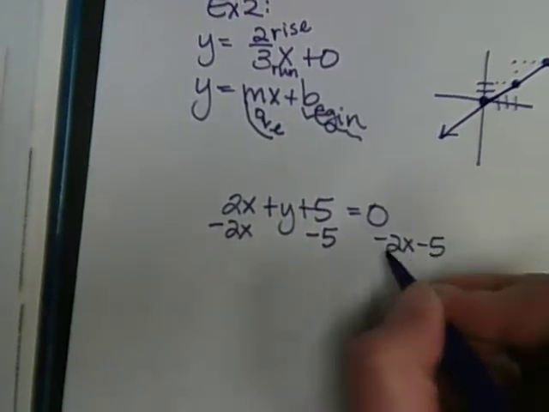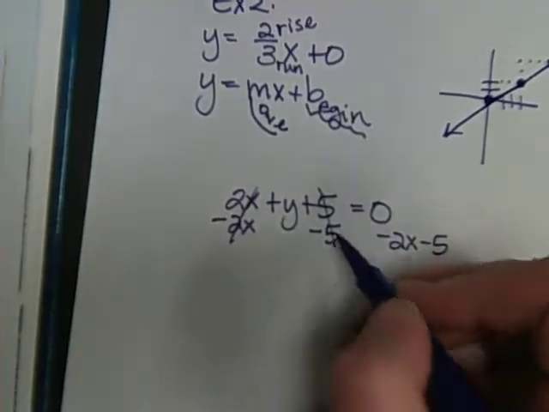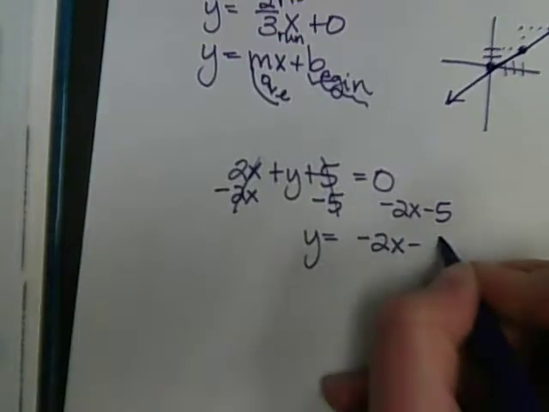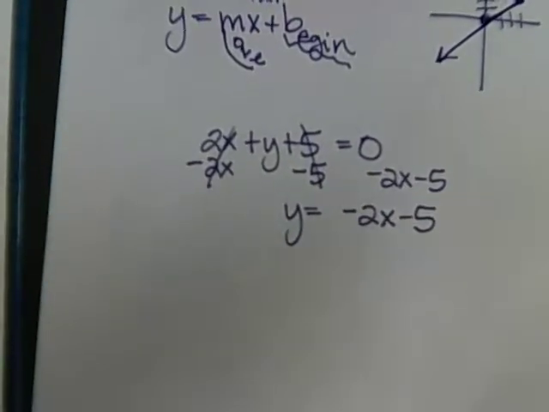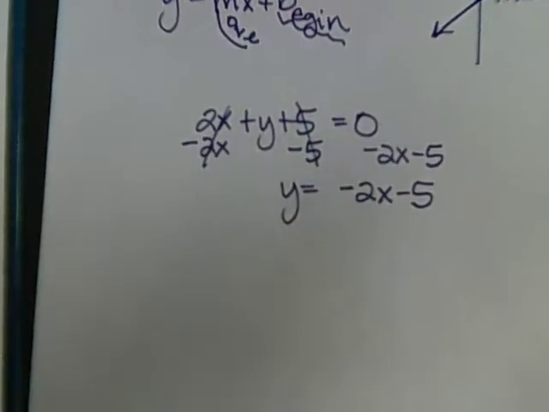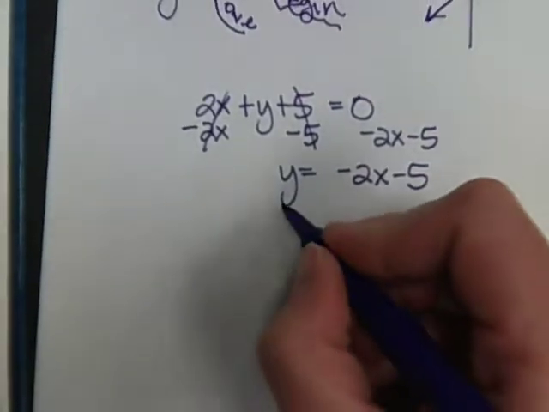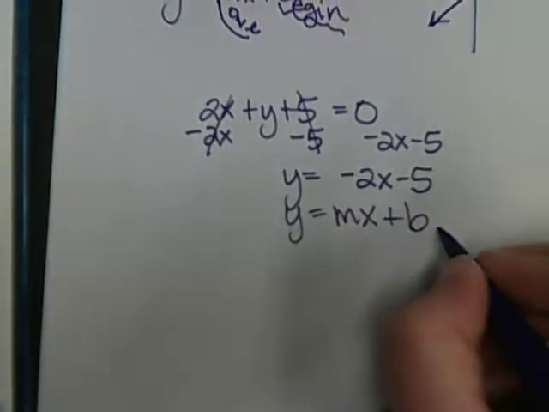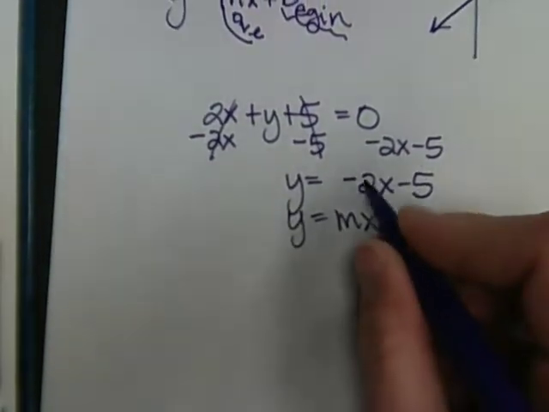Notice again, I put them in order, okay? So I have y equals negative 2x minus 5. I didn't have to divide because there wasn't anything out here. All right. So again, if this is y equals mx plus b, this is where I begin, and this is how I'm going to move.